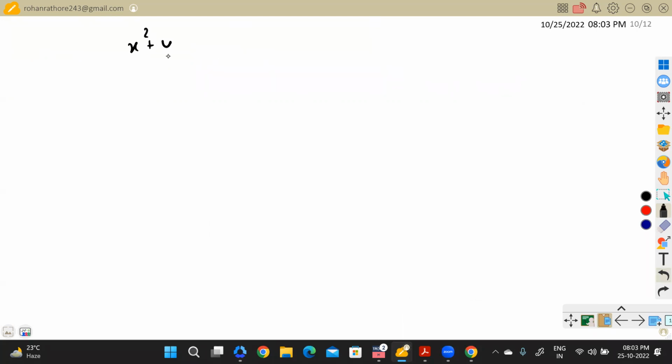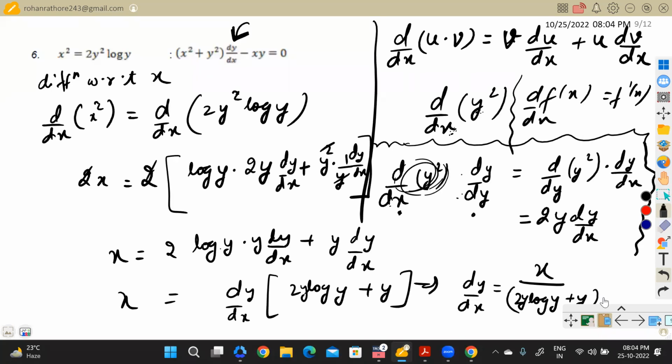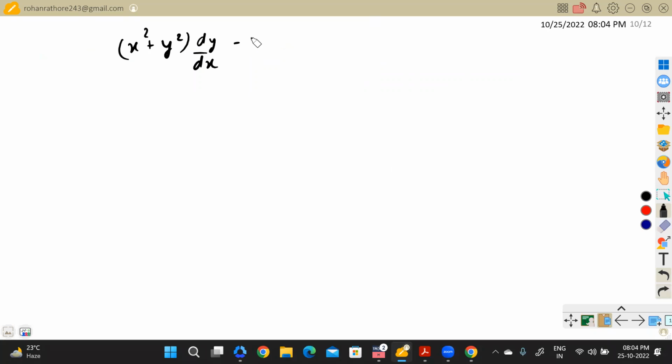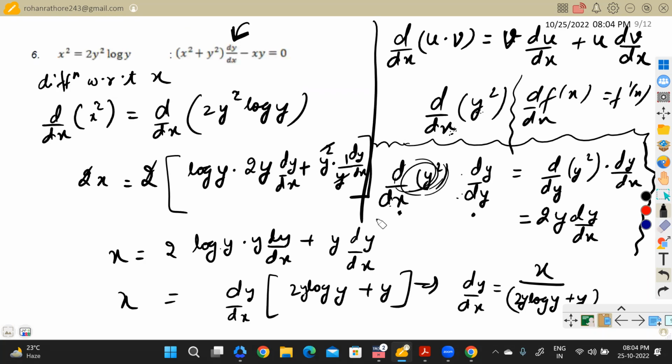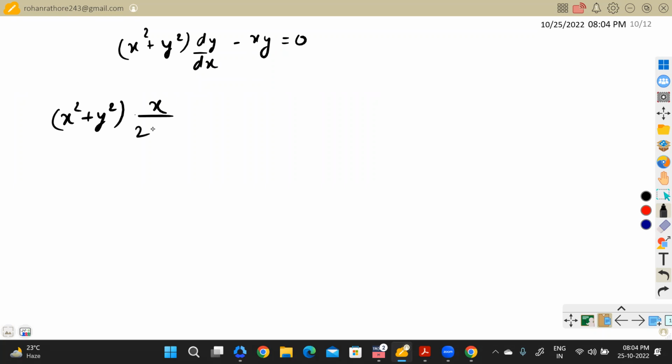So the equation was x square plus y square times dy over dx minus xy gives 0. Is it minus xy? Yes, minus xy gives 0. So x square plus y square, now we are going to put the dy over dx value. What was dy over dx? x over 2y log y plus y, minus xy equals 0.